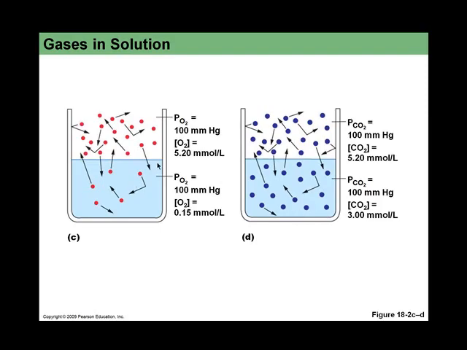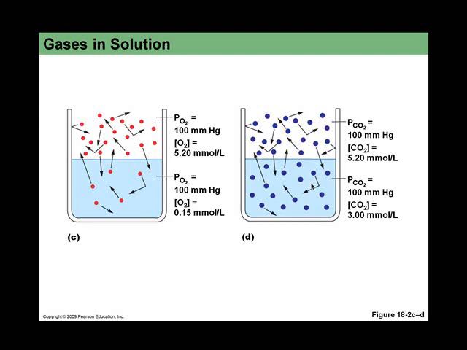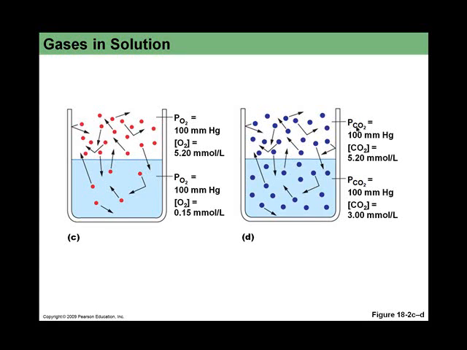We look at oxygen in each case, and then the CO2. So the CO2 is different. A PCO2 of 100 millimeters of mercury in the gaseous state will still be 5.2 millimoles per liter. But to generate a PCO2 in solution of 100 millimeters of mercury, you need a much higher concentration of carbon dioxide, 3 millimoles per liter, than you do of the oxygen.